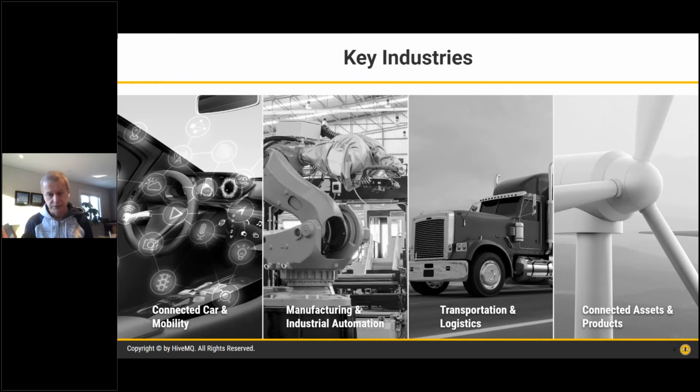Manufacturing and industrial automation is what we're going to be talking about, specifically automotive manufacturing. Then there's transportation and logistics, such as trucks, fleet management, and public transit with buses moving around a city, which is an important use case for us. The final area is connected products and connected assets: solar farms, wind farms, oil and gas, etc. So there's a wide variety of use cases that we serve.